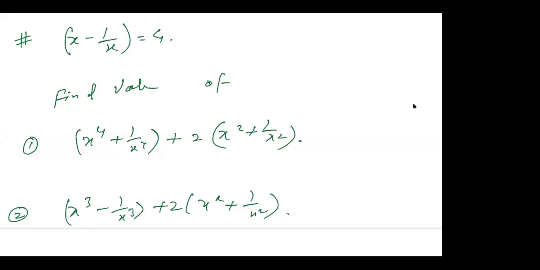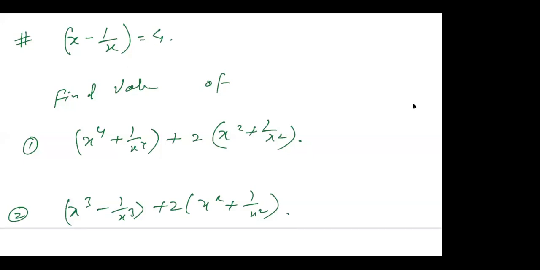And we have to find two more values, x to the power 4 plus 1 by x to the power 4. We know that we can apply this formula again, right? x to the power 4 plus 1 by x to the power 4 plus 2 is equal to 324, minus 2 is 322. This is x to the power 4 plus 1 by x to the power 4, right?